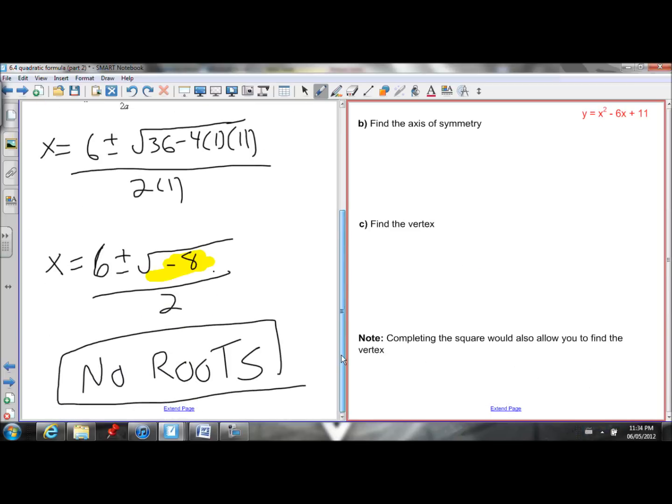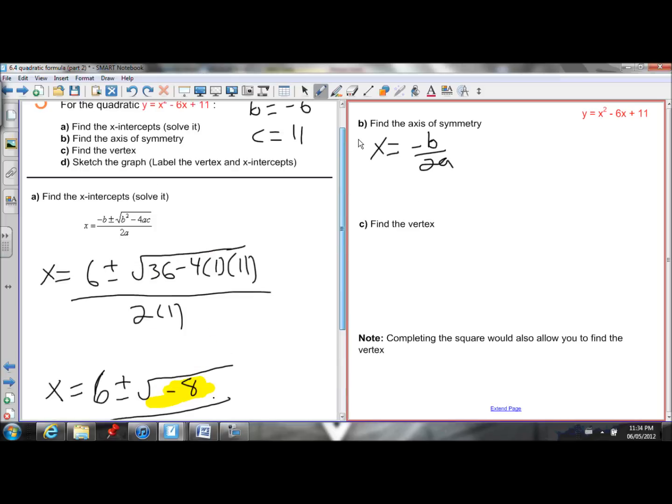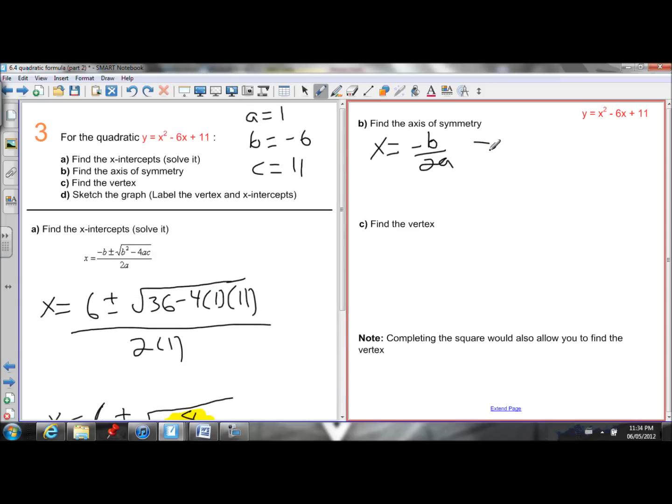Well, I'm going to have to find the vertex. To find the vertex, I have to first find the x-coordinate, which is the axis of symmetry. I know my formula for that is negative b over 2a. So negative negative 6, which is just 6, over 2 times 1, since a is 1, so 6 over 2, which is 3. So the x-coordinate of the vertex is the axis of symmetry, which is 3. For the y-coordinate of the vertex, I just have to plug in 3 for x.